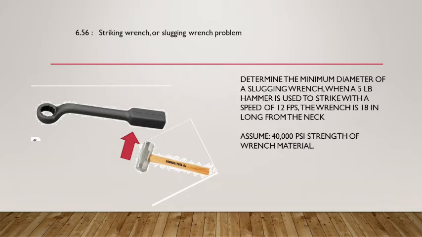So once in a while we get questions from students on how to solve engineering problems. And I thought this was a pretty interesting one because it requires a lot of knowledge from different subjects all being put together to get the final answer. So the problem basically asks if you hit a slugging wrench with a hammer at 12 feet per second and the hammer weighs 5 pounds, then what does the diameter of the wrench need to be? So that's kind of like a stress analysis problem combined with an energy problem.